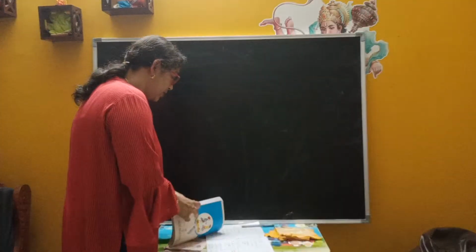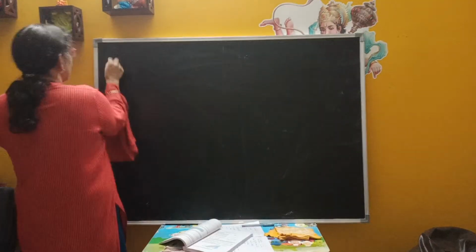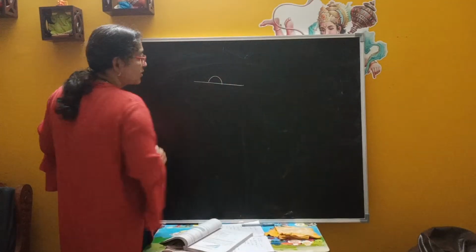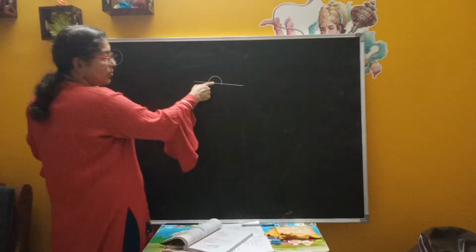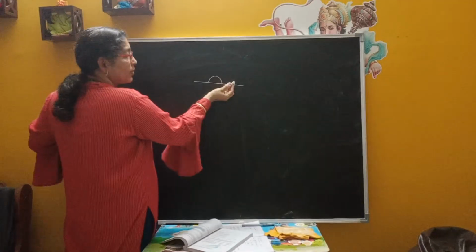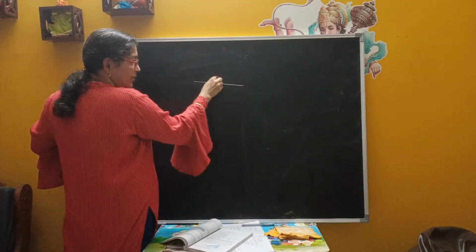Here the diagram is given in the textbook itself. This is the diagram, the spiral, problem number 18. Here we have a spiral. So for the first one, the first small semicircle, what is the radius? The radius is 0.5 centimeter.